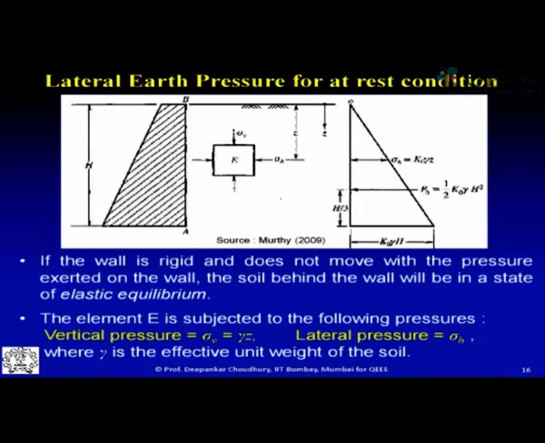Now coming back to the slide over here, you can see if the wall is rigid and does not move with the pressure which is exerted on the wall, the soil behind the wall will be in the state of elastic equilibrium, because it has not reached the verge of failure, or it has not reached the plastic state. It has not touched that Mohr Coulomb failure envelope. So that's why it will be under the condition of elastic state of force equilibrium, and because of that we have to establish what is the relationship or what is the equation we will get for the coefficient of lateral earth pressure at rest K0 for this kind of situation.